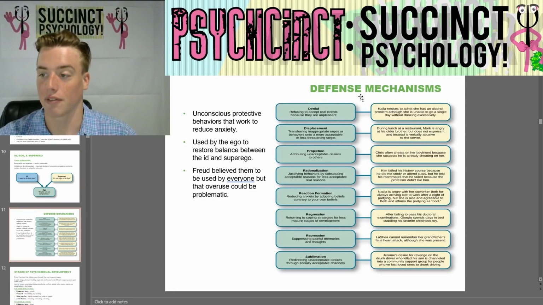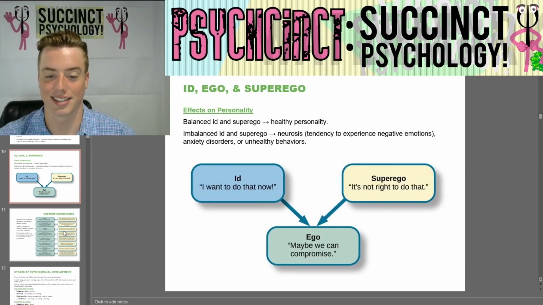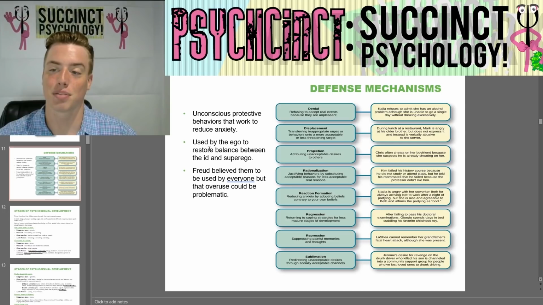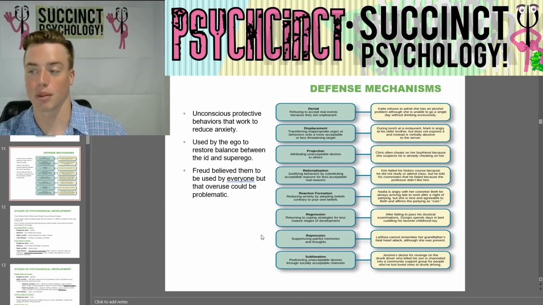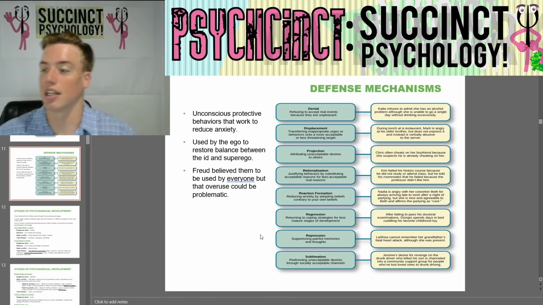So, defense mechanisms, and oh boy, there's a lot of these. Unconscious protective behaviors that work to reduce anxiety. They are used by the ego to restore balance between the id and superego, and Freud believed them to be used by everyone, but the overuse could be problematic. So let's get into this.